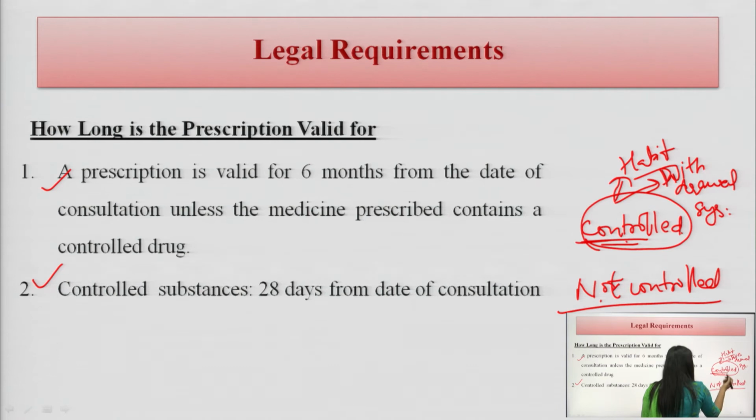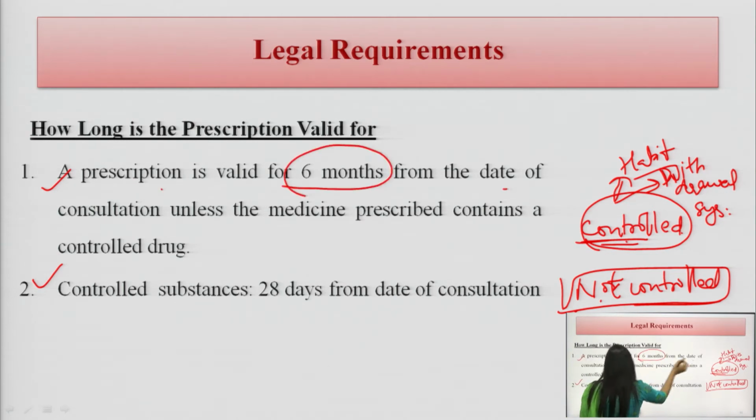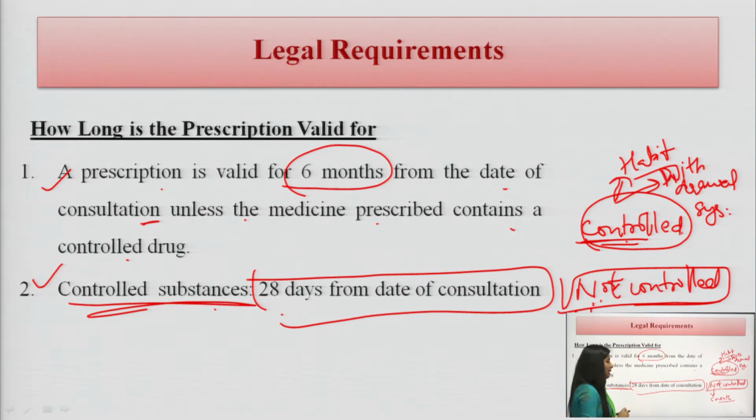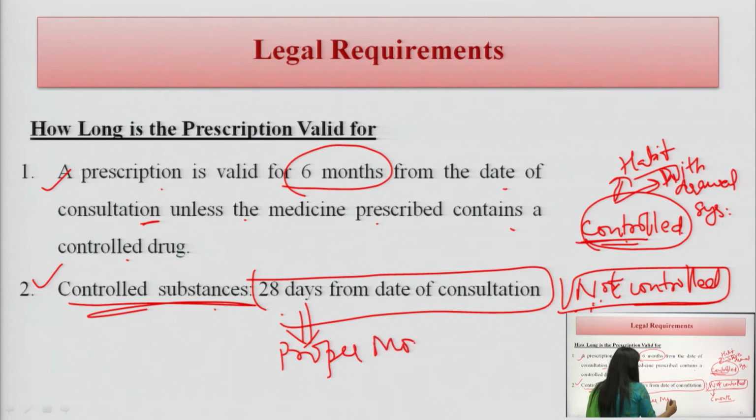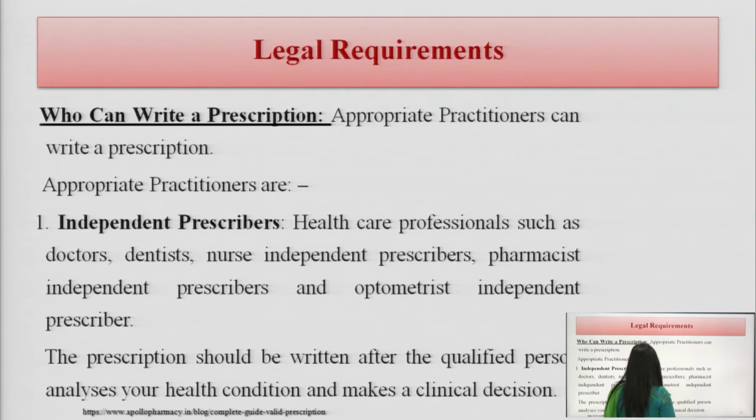So we have discussed the controlled substance, and for the non-controlled, which we call general medicines for any of the diseases: a prescription is valid for 6 months from the date of consultation unless the medicine prescribed contains a controlled drug. So for general medicines, it is valid for 6 months. For the controlled substance, it is valid for 28 days from the date of consultation. Why? Because there is a need of proper care and proper monitoring, as they give withdrawal symptoms and give the habit to the patient. So it's important at that time to see the validity.